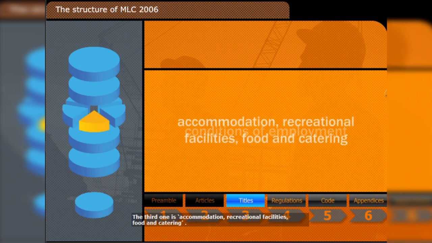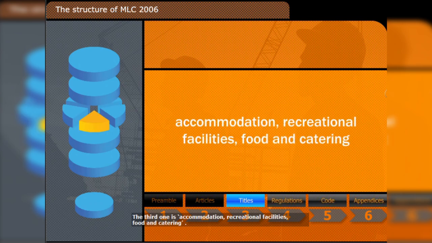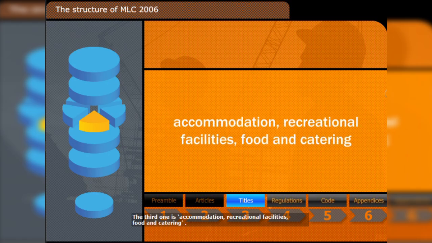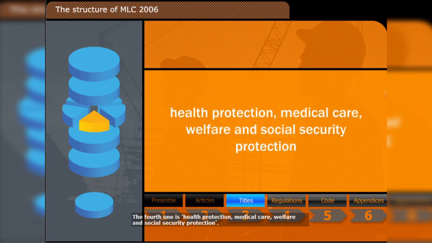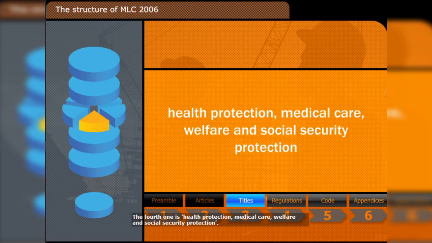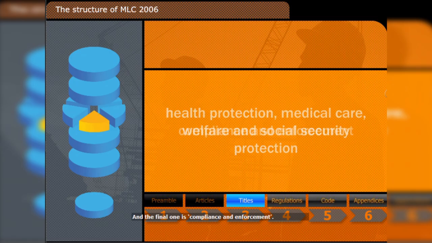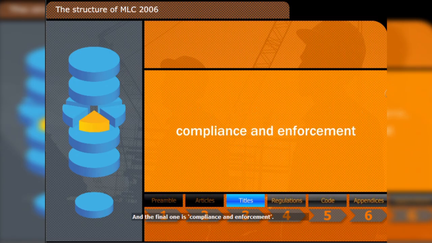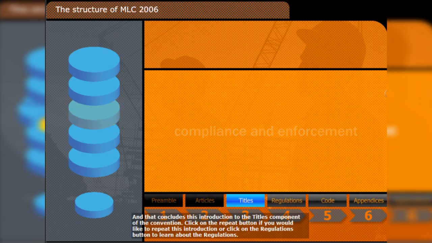The third one is Accommodation, Recreational Facilities, Food and Catering. The fourth one is Health Protection, Medical Care, Welfare and Social Security Protection. And the final one is Compliance and Enforcement. And that concludes this introduction to the titles component of the Convention.